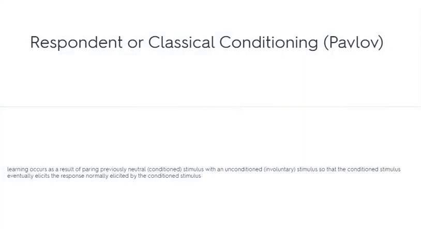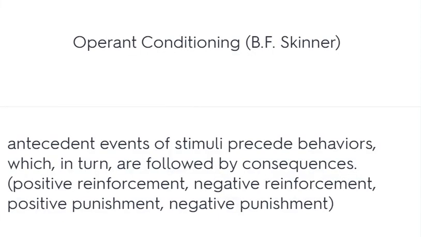Respondent or classical conditioning. Learning occurs as a result of pairing a previously neutral stimulus with an unconditioned stimulus so that the conditioned stimulus eventually elicits the response normally elicited by the unconditioned stimulus. Operant conditioning. Antecedent events or stimuli precede behaviors which, in turn, are followed by consequences.